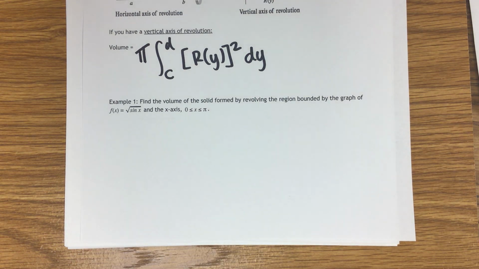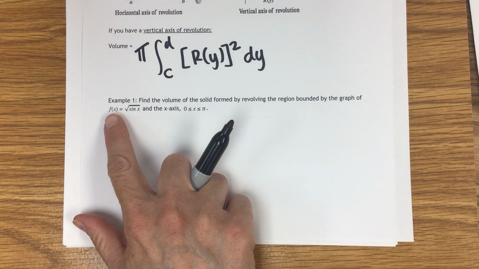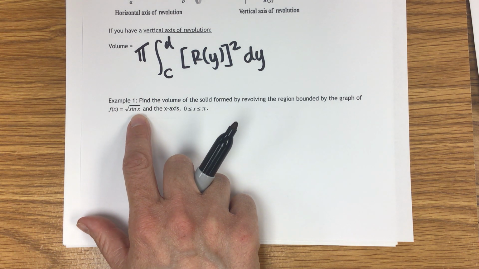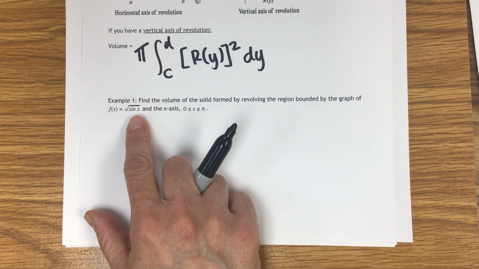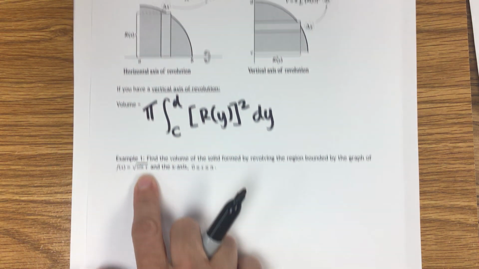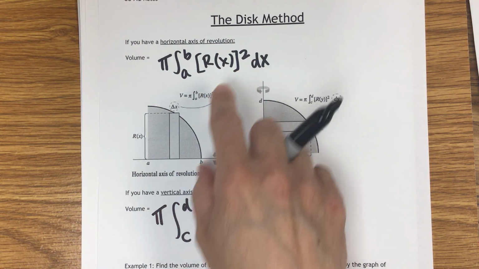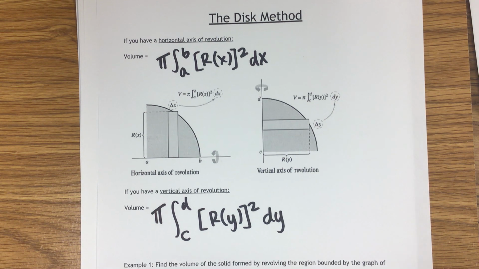So let's try example 1. It says find the volume of the solid formed by revolving the region bounded by the graph of f of x equals square root of sine of x and the x-axis. We don't have a picture of what this means and what it looks like, so we're just going to go forward with our formula and do the best we can.